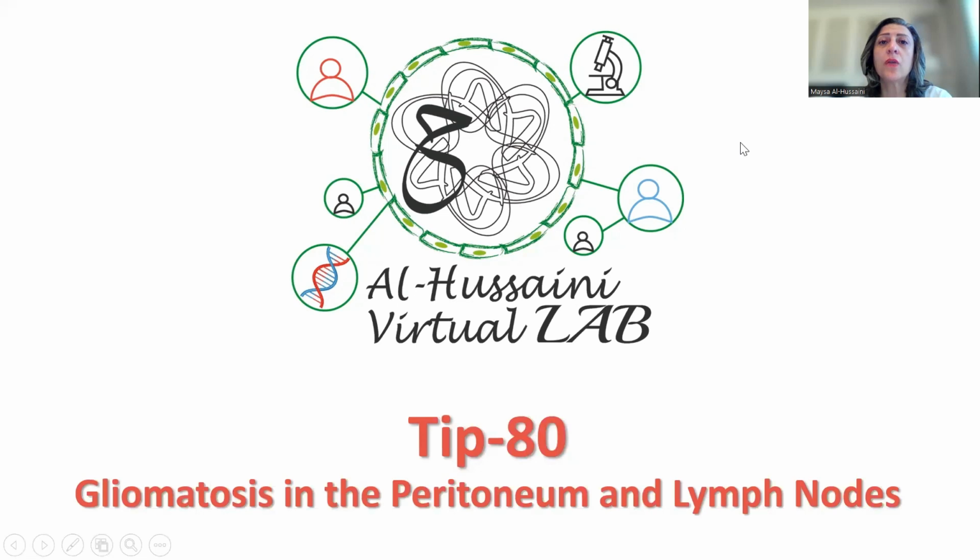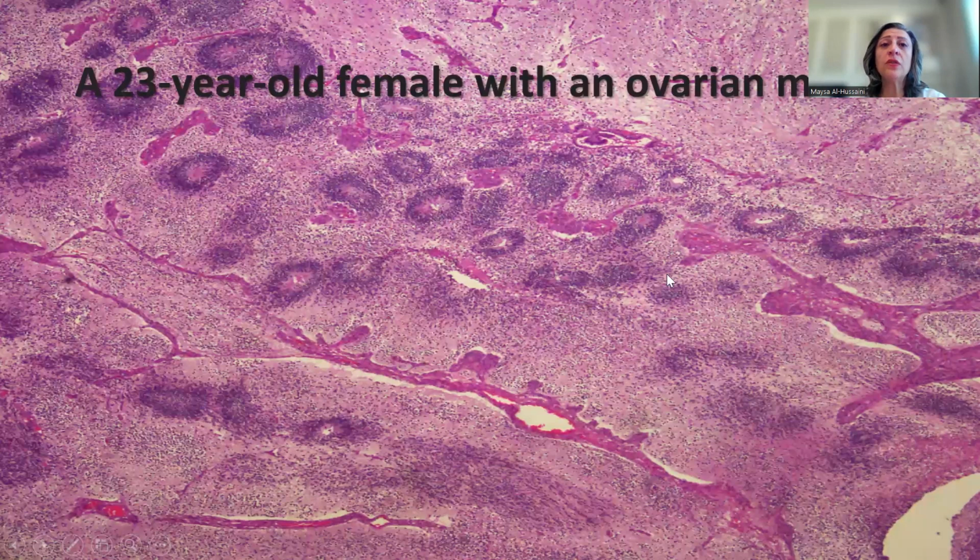What I'm going to be sharing with you today is a very important case that you might encounter in your daily practice, with implications on the diagnosis and the management. Gliomatosis in the peritoneum and nodal gliomatosis in a patient with immature ovarian teratoma. So this is a case of a 23-year-old female patient who presented with abdominal pain and was found to have a large ovarian mass that was excised.